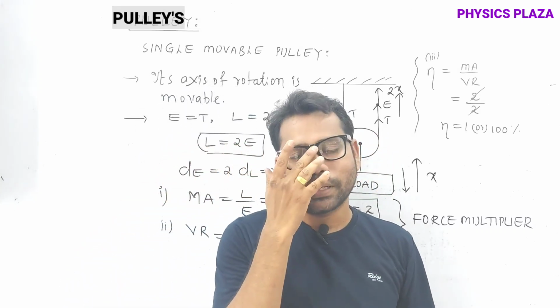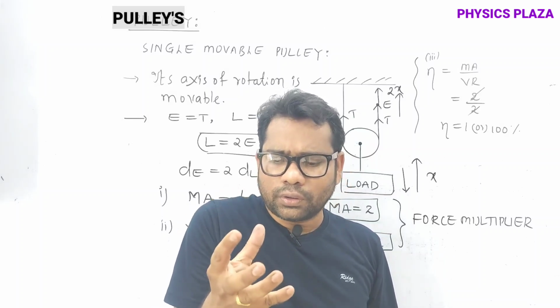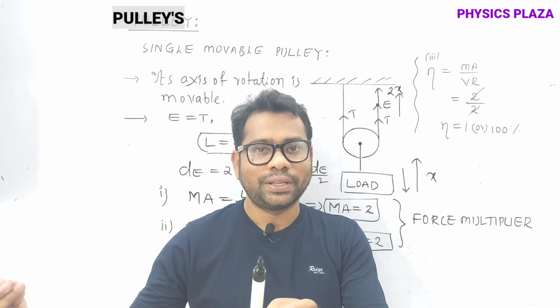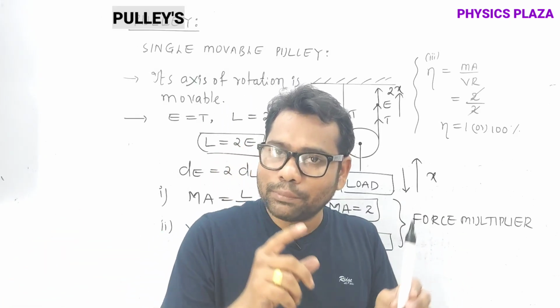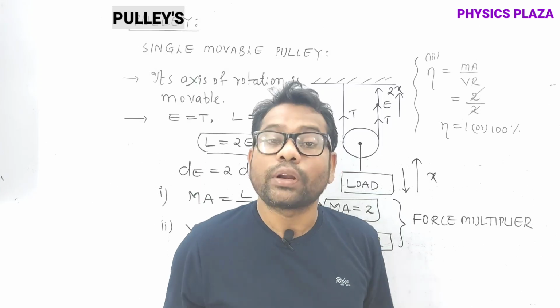Then you may get one doubt. Sir, if we combine a single movable pulley with a single fixed pulley, is there any change in the mechanical advantage or velocity ratio or its application? Let us see what will happen when a single movable pulley is connected with the single fixed pulley. Let us see the situation, what is going to happen.